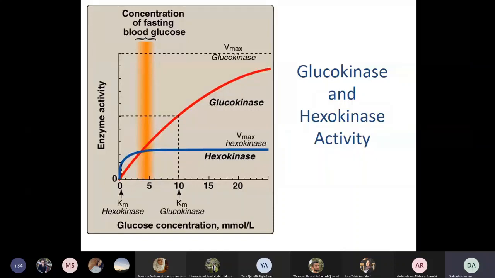Okay, so let's look at this curve that plots the glucose concentration against the enzymatic activity for both glucokinase and hexokinase. Notice that hexokinase, we said, is active all the time. We don't need a very high concentration of glucose to activate it. A very small amount of glucose is going to activate it more than glucokinase, as you can see in here. Then it's going to reach its Vmax. And the Vmax of hexokinase is much lower than that for glucokinase.